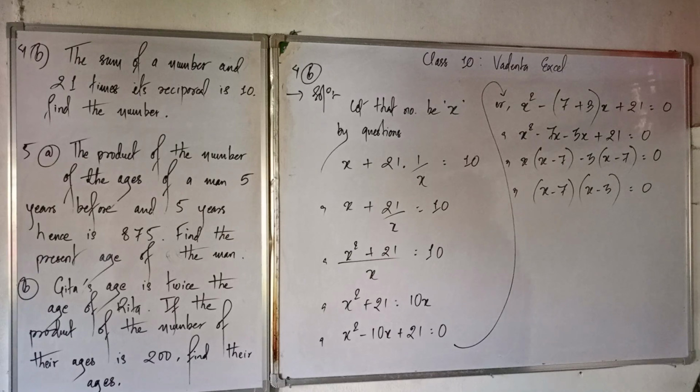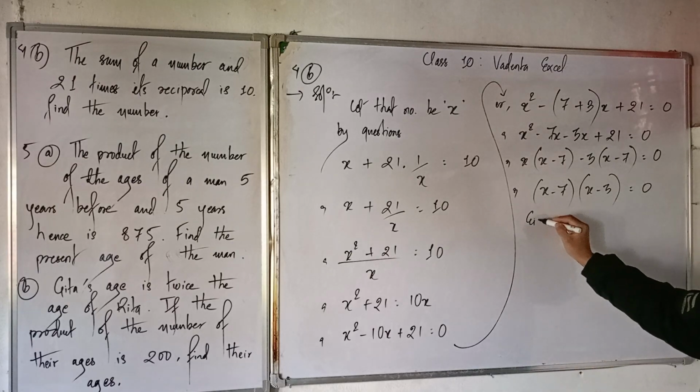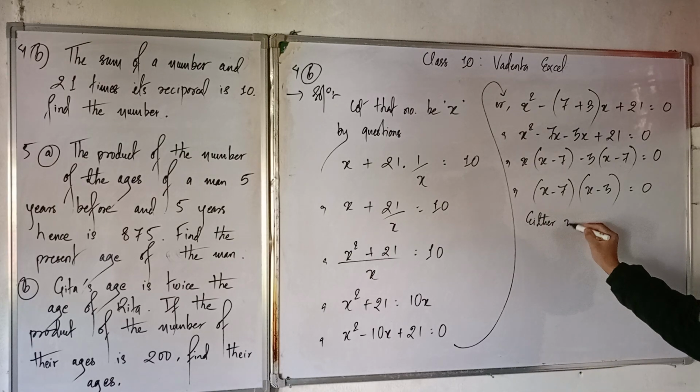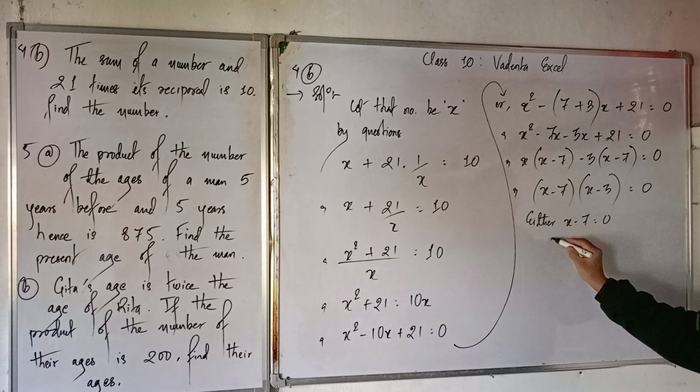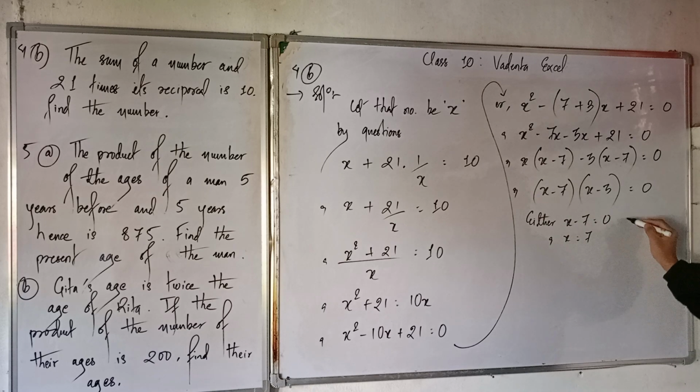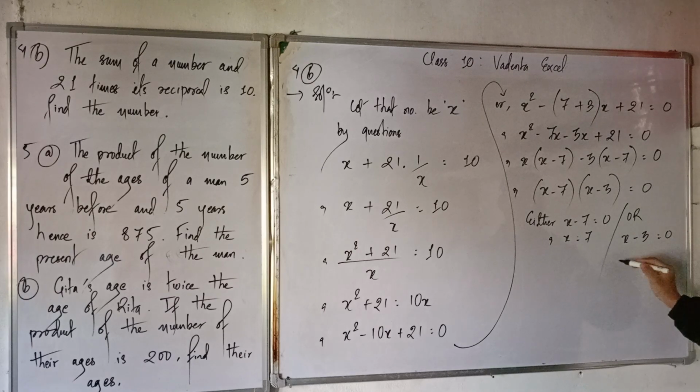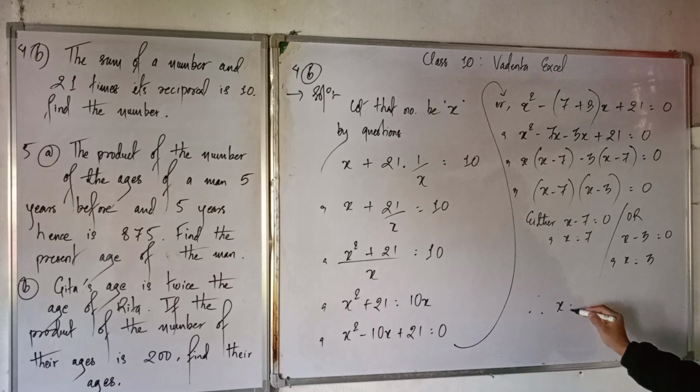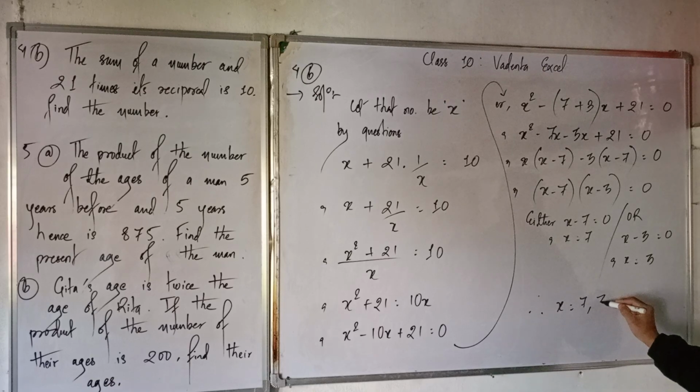Now you do either x minus 7 equals 0, so x equals 7, or x minus 3 equals 0, so x equals 3. So there will be two values for x, either 7 or 3. So this is how it is done.